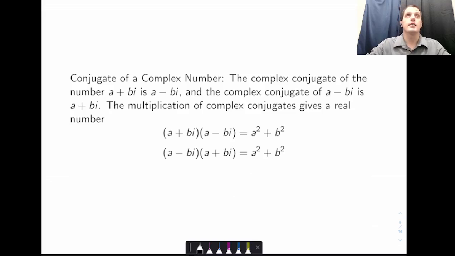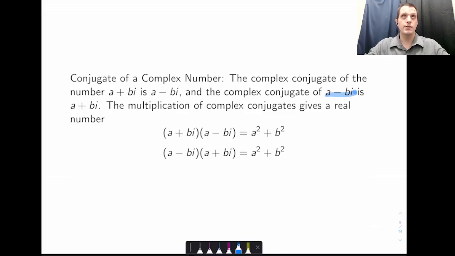All right, conjugates of a complex number. The complex conjugate of the number a plus bi is a minus bi. We take the imaginary part and we do the opposite of it. And the complex conjugate of a minus bi, so in case you're not keeping up, we're over here, is a plus bi. Once again, we took that imaginary part, the part with the i, and we did the opposite of it. We did plus bi.